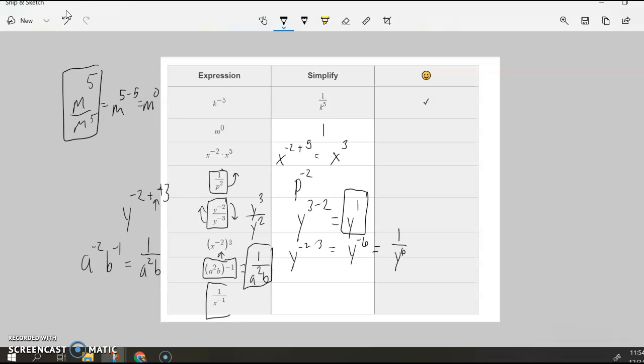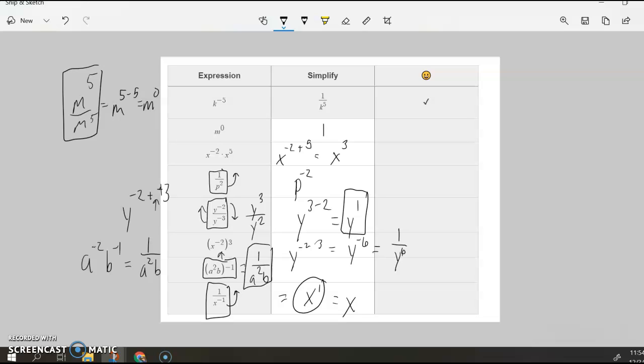All right, 1 over x to the negative 1. Remember what happens when we move that variable up to the top? The exponent changes signs. So this is the same as x to the first power. But we don't need that 1 if it's just the first power, so we could just write it as x.